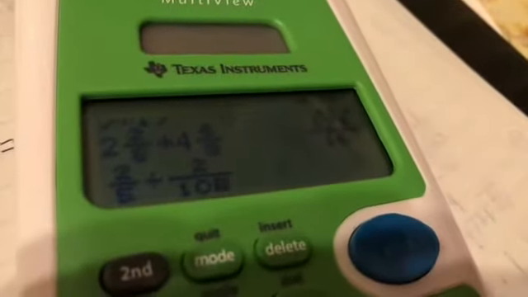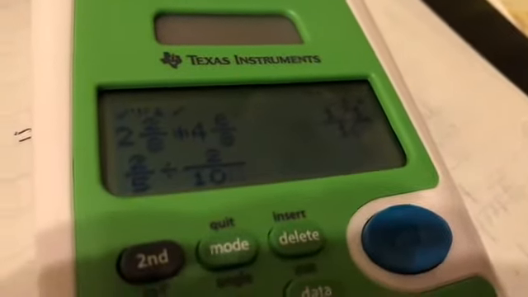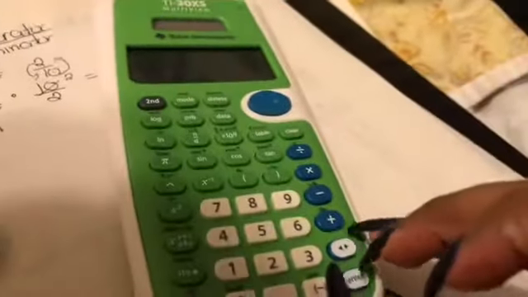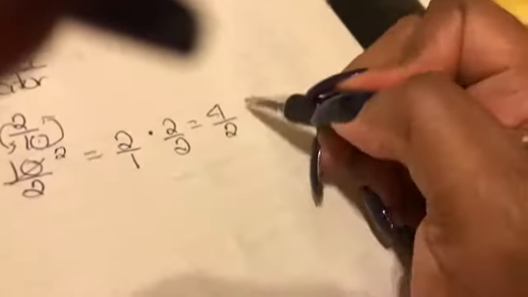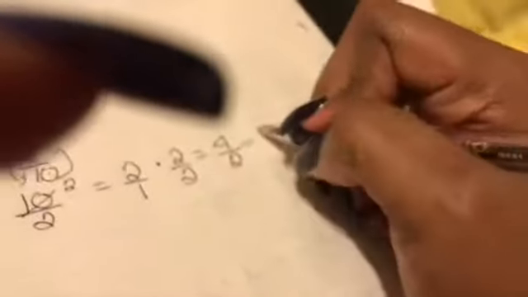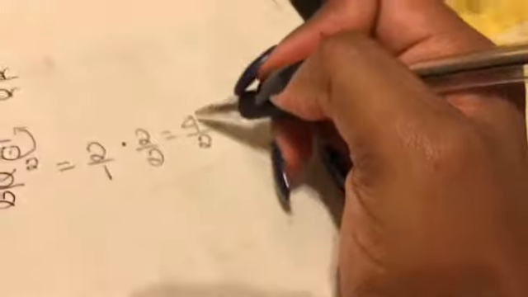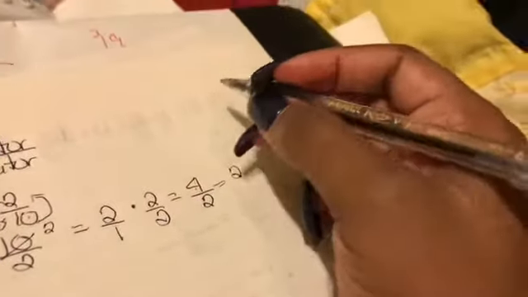2/10. See, you got 2/5 divided by 2/10. And we're going to hit enter. And it gives you 2. Okay, and the reason why it gives you 2 is because 2 can divide into 4 2 times. Anytime your bottom number can be divided into your top number, you need to do that.